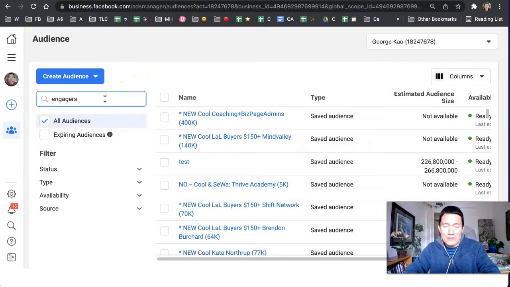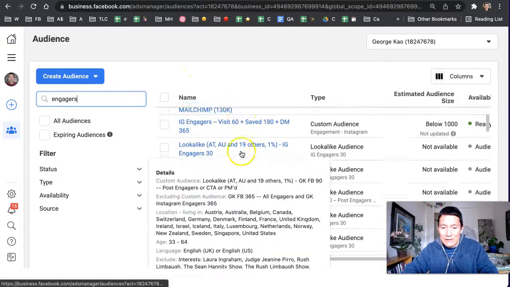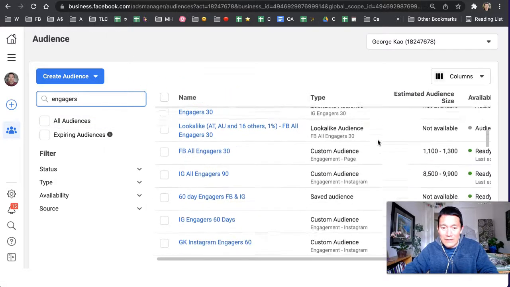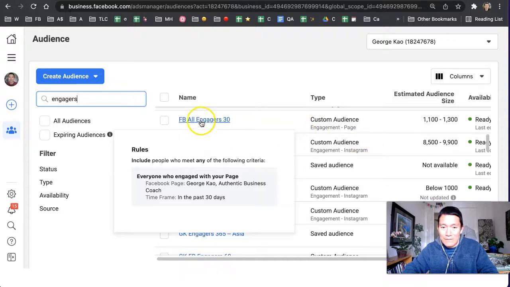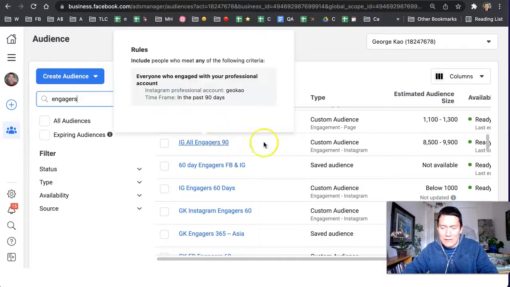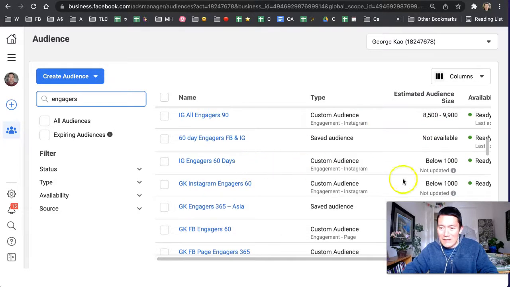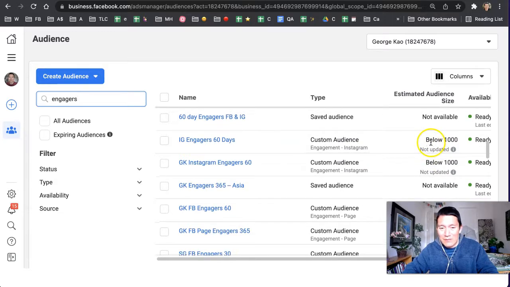So I'm just going to search, because my warm audience is called engagers. There we go, Facebook 30-day engagers. I have about 1,000. Instagram 90-day engagers here, I guess almost 9,000. 60-day Instagram, it's below 1,000. So if it's below 1,000, it won't tell you. It'll just say below 1,000.